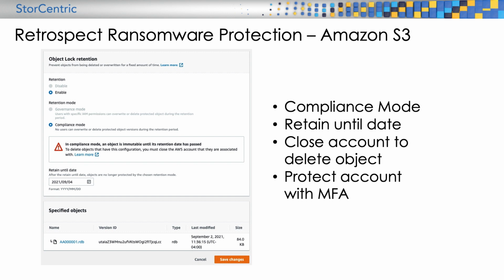Let's look at Amazon S3 as an example. This is the Object Lock Retention UI with compliance mode set. That is the mode that Retrospect uses. You can see the retain until date and the specified version of the object. Now, once we click save, you cannot change this version of this object unless you close the account. You should protect your root account on Amazon S3 or any other cloud storage provider using multi-factor authentication, or MFA.